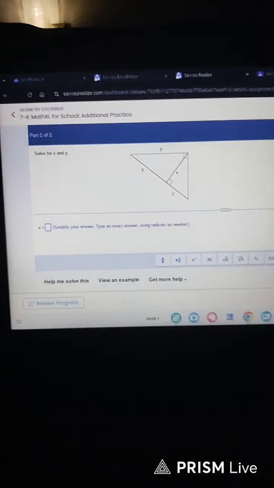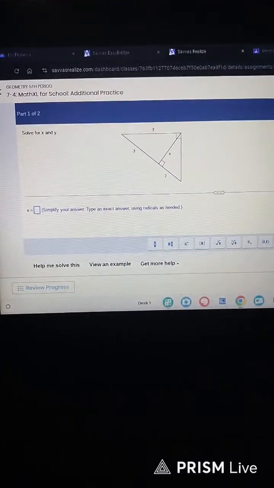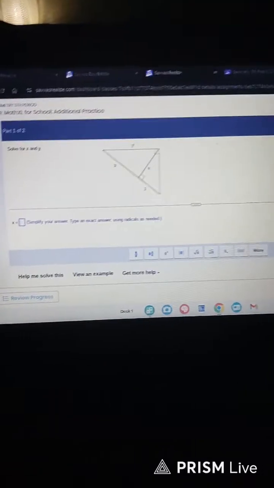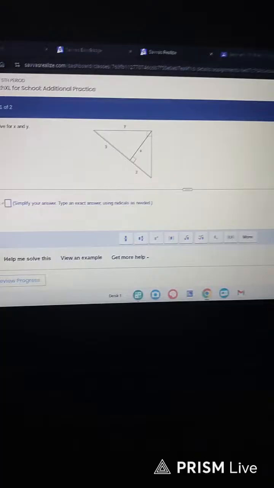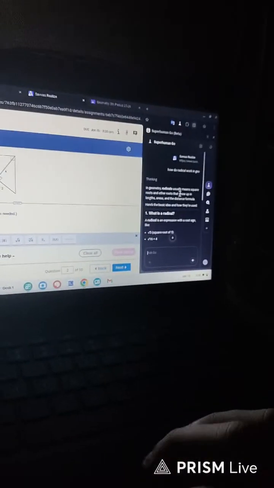I hate this. I hate geometry so much. I hate radicals. I don't know how radicals work. How do radicals work in geo? Oh my god. Stop! Stop! I'm trying to read this.